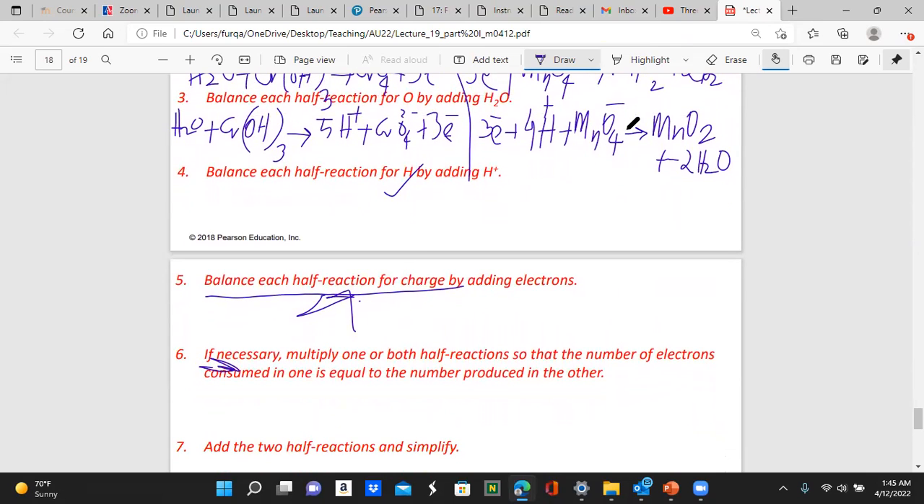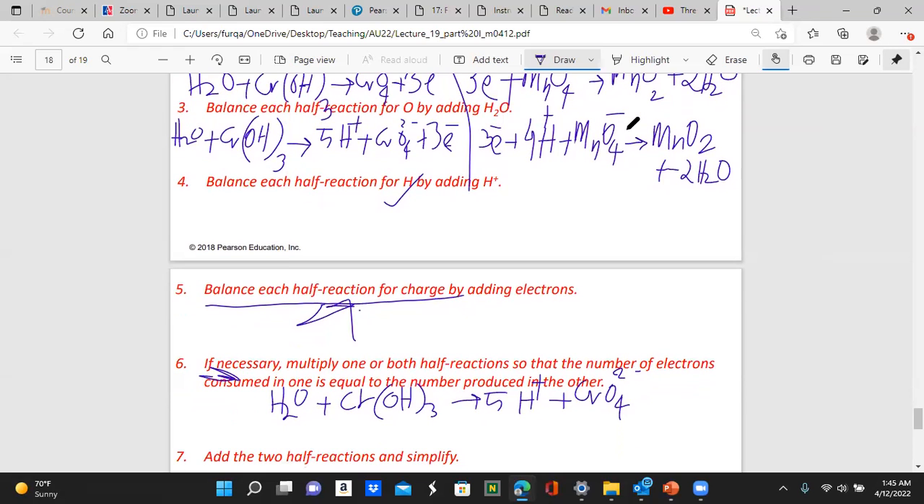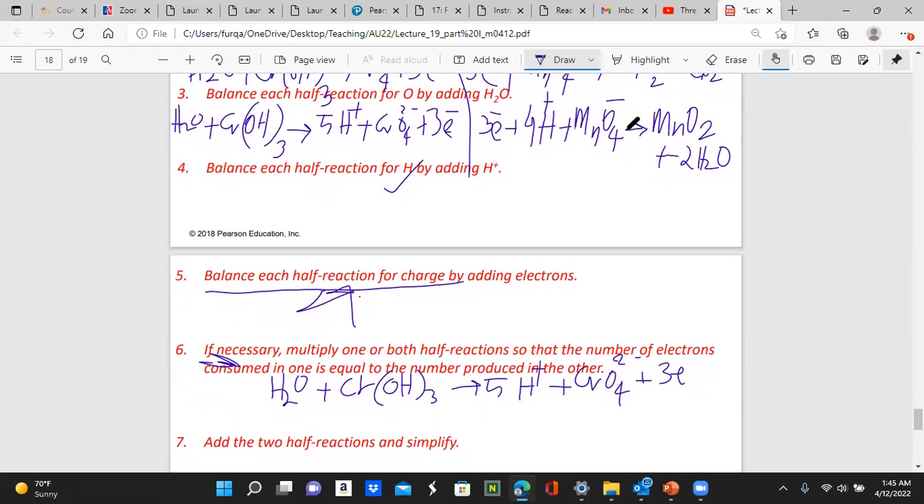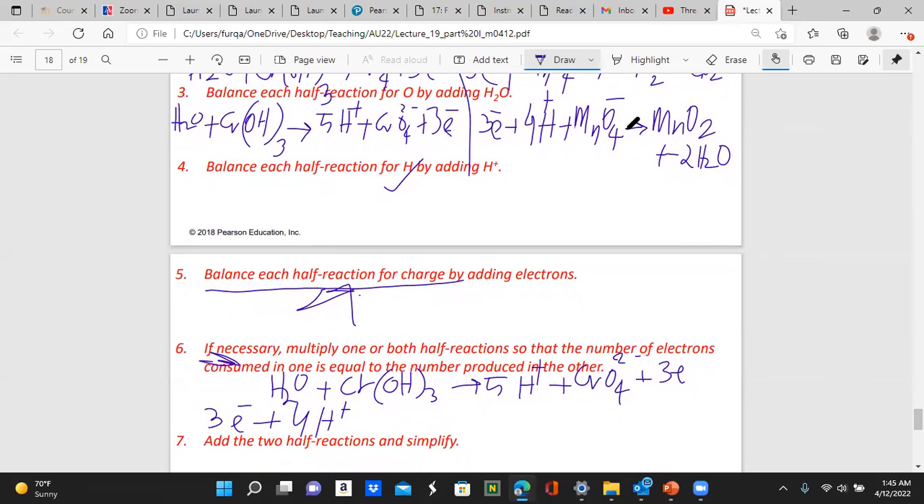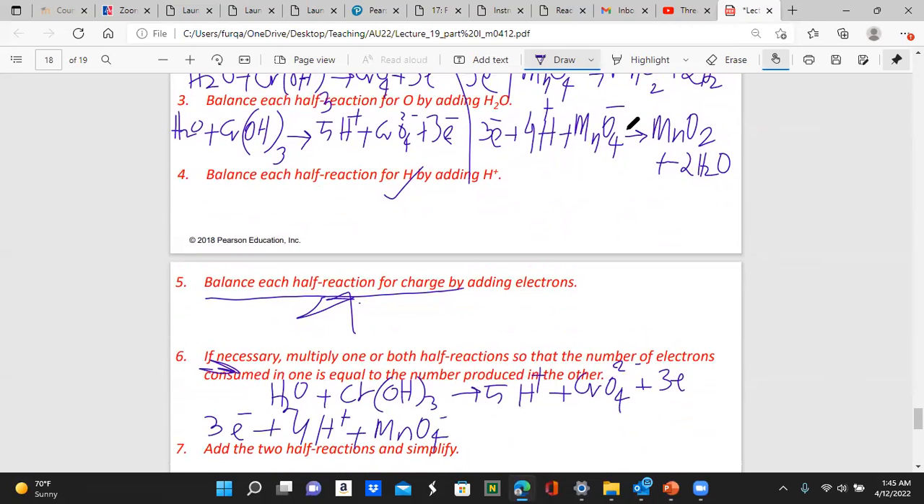So I'm going to write down my equation. H2O plus CrOH3 is going to go into 5H pluses, and then it's going to go into CrO4 2 minus, and then plus 3 electrons. Here I'm going to start with 3 electrons plus 4H pluses, and then it is MnO4 minus, and then it's going to go into MnO2 plus 2H2O.